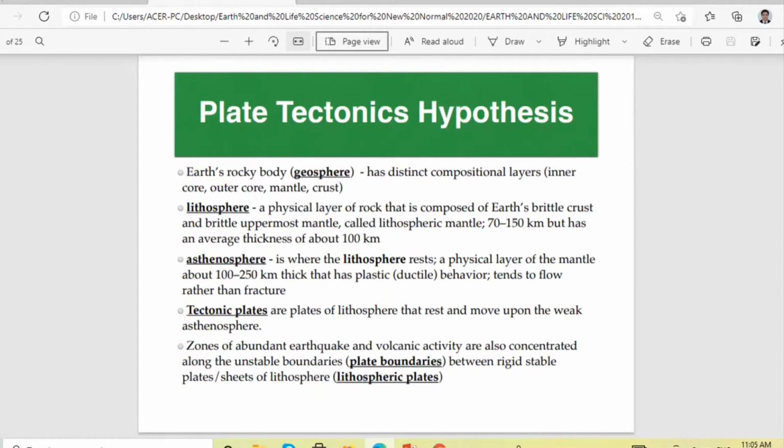And the zones of abundant earthquakes and volcanic activities are also concentrated along the unstable boundaries. That's why we always find zones of volcanic eruptions and earthquake fault lines in these boundaries.